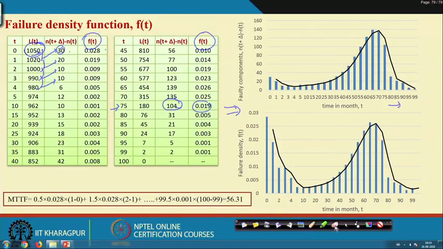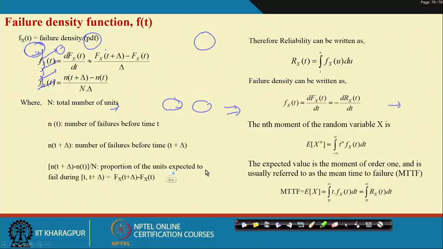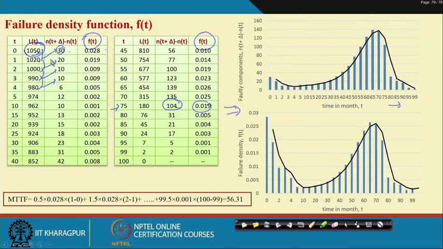So, the density values are coming like this. Okay. So, let me go back in case we have done anything wrong. Please remember we are saying that N(t+delta) minus N(t) by capital N into delta. That delta part I have not explained in the first case. So, this minus this is this, divided by capital N is this.